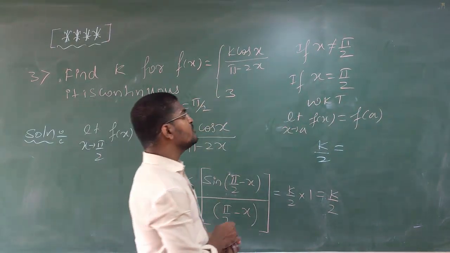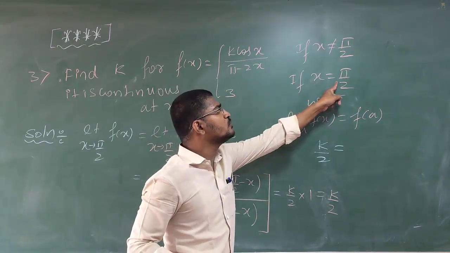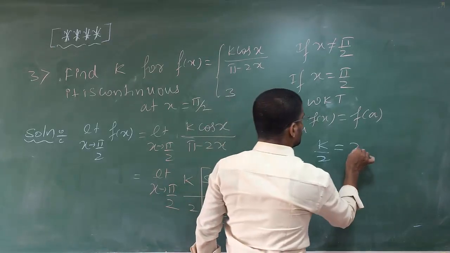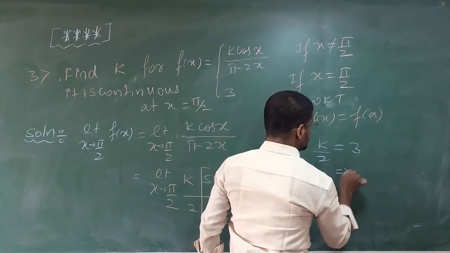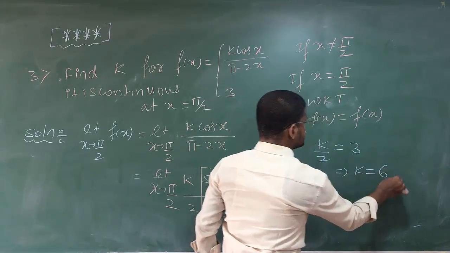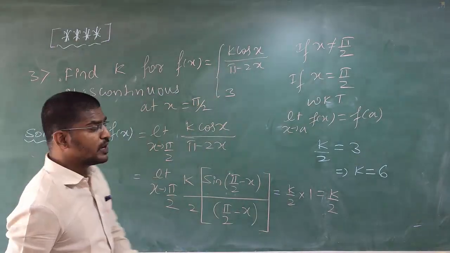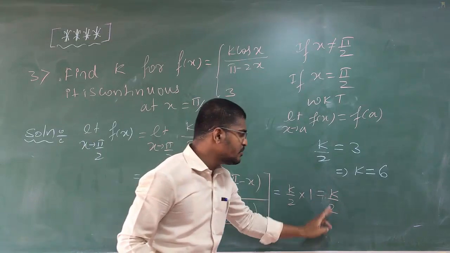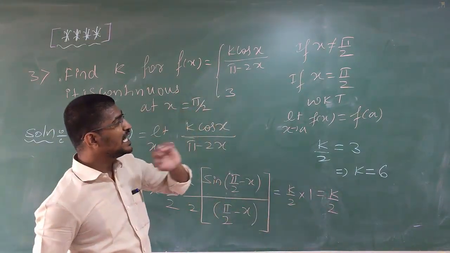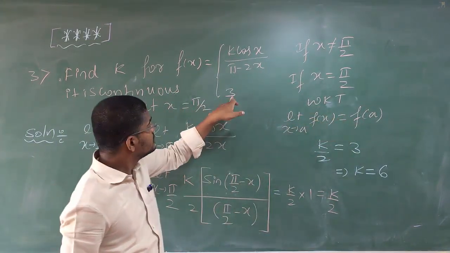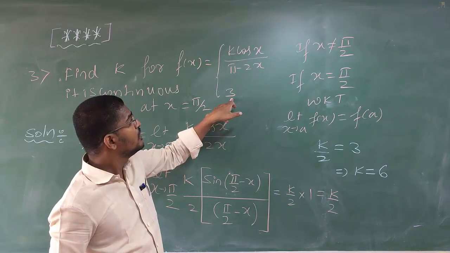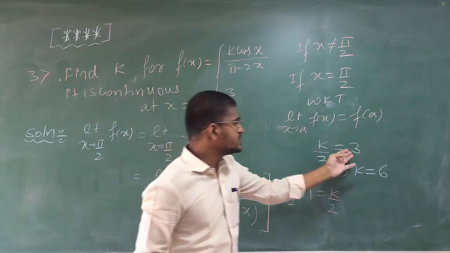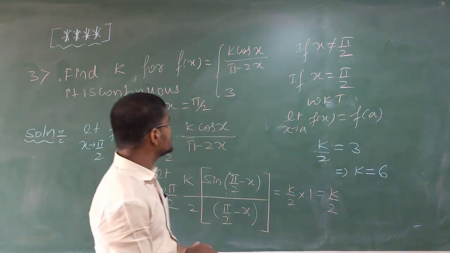Clear? f of a means what? f of pi by 2. At x equal to pi by 2, you are having 3. So that is k by 2 equal to 3. This implies k equal to 6. Have you got my point? So limit as x tends to pi by 2 is k by 2. The f of a term is 3 from the given function, that is at x equal to pi by 2. So it is 3. So you take 3, k equal to, you are going to have 6.